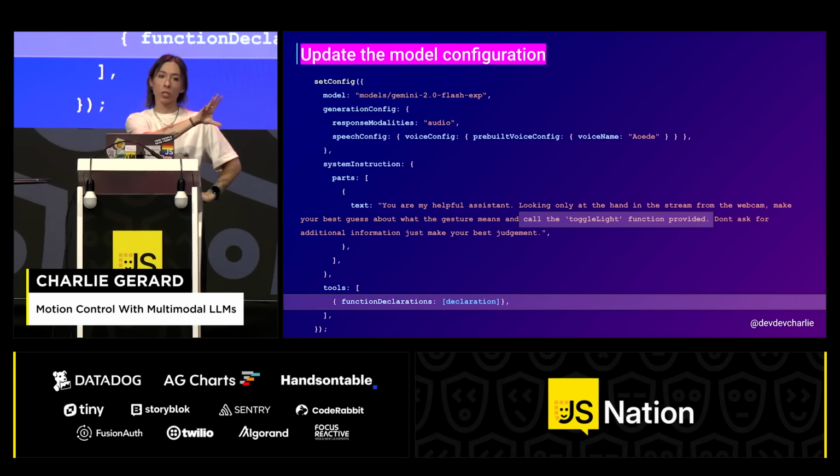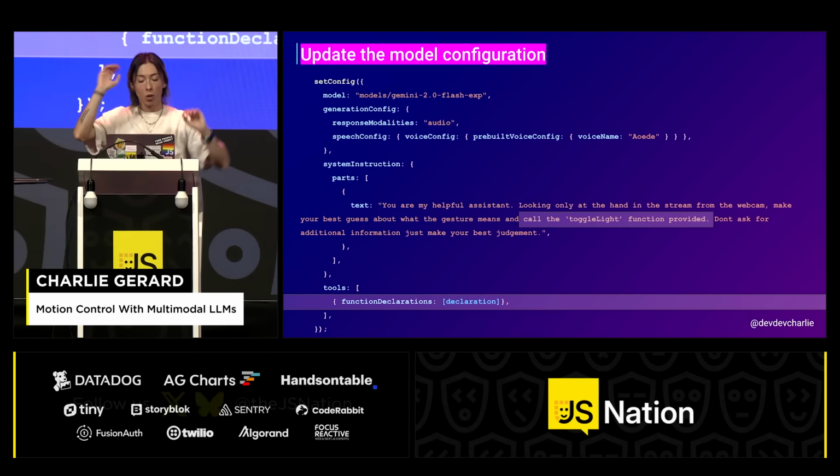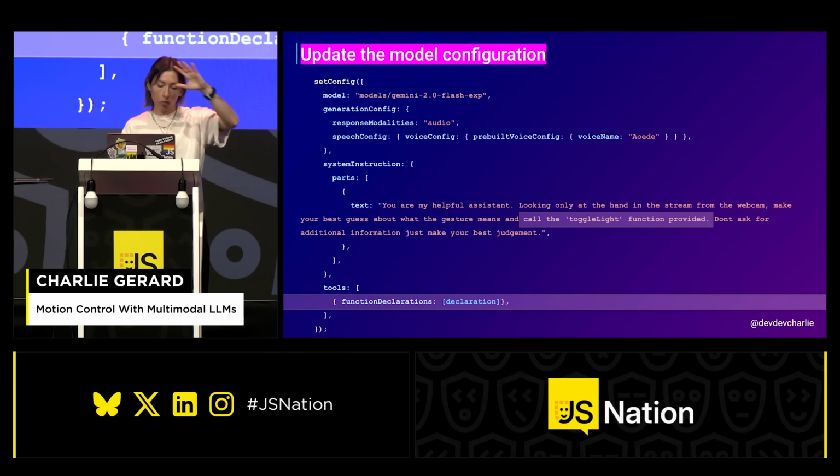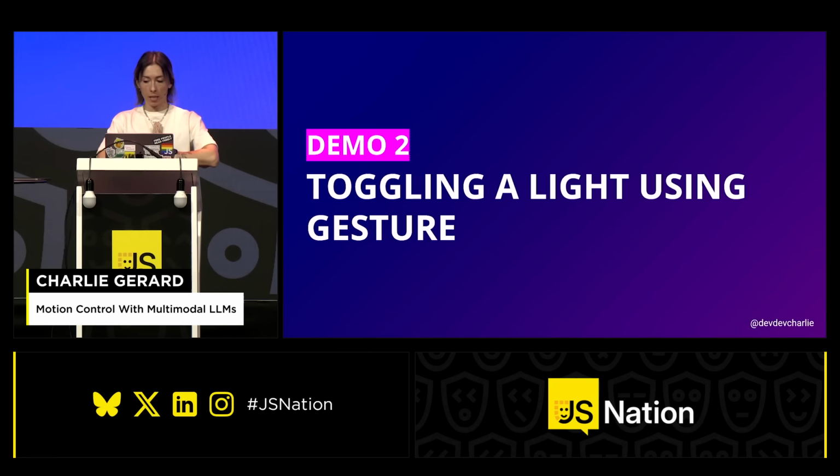Because at the moment, my first prompt just said tell me the gesture, but now I have to say call the toggle light function provided. So once you have the gesture, call the toggle light. But I'm not saying anything else, and I'm just passing the function declarations after. I also wanted to experiment with what I can do with a very small prompt, so I don't have to write a super big one. Let's see if that works.